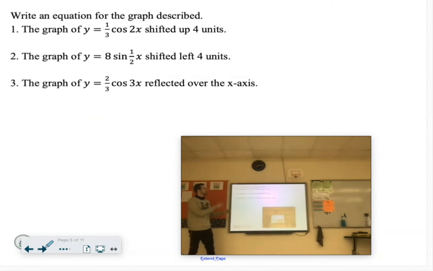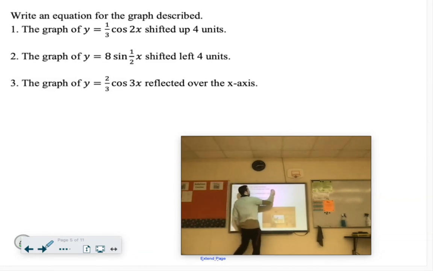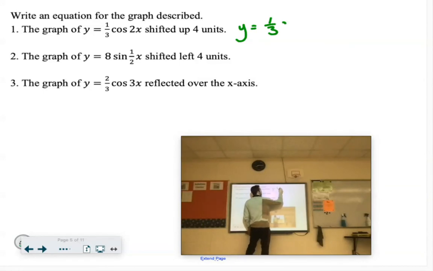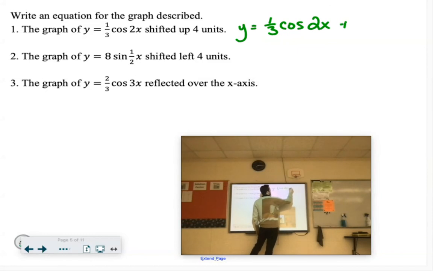Here we go. Write an equation for the graph described. The graph of y equals 1/3 cosine 2x shifted up 4 units. Remember, the vertical shift comes at the end. So all we have to do is put a plus 4 at the end of this. So y equals 1/3 cosine 2x, and then the plus 4.